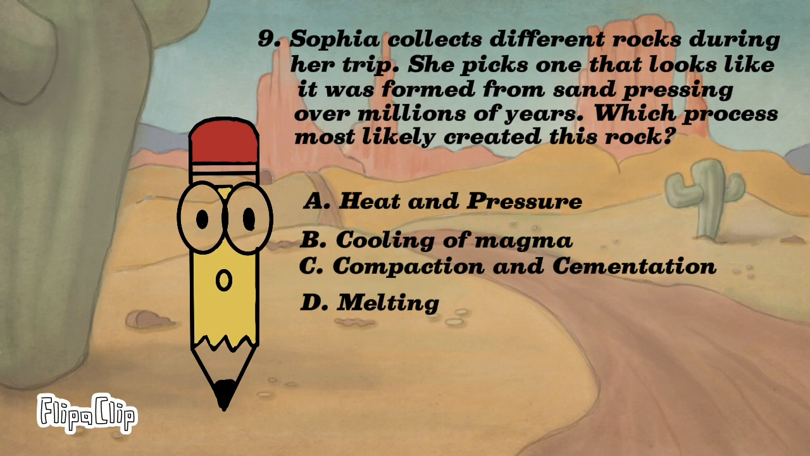9. Sophia collects different rocks during her trip. She picks one that looks like it was formed from sand pressing together over millions of years. Which process most likely created this rock? A. Heat and pressure. B. Cooling of magma. C. Compaction and cementation. D. Melting.